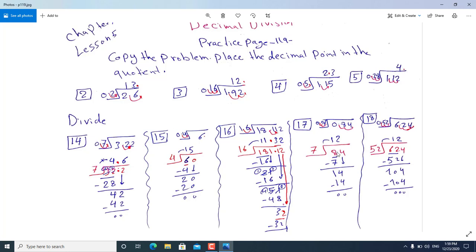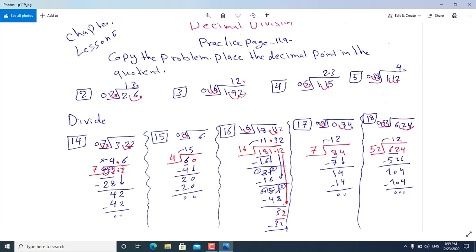From number 14 to 18, we will divide. Here we have 3.22 divided by 0.7. We don't want a decimal in the divisor, so we move this point one place, and just 7 is left for us. In the dividend we also move it one place. It will be 32.2. Now we can divide it.